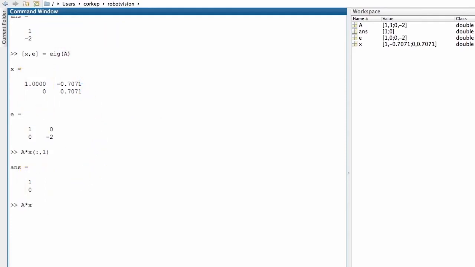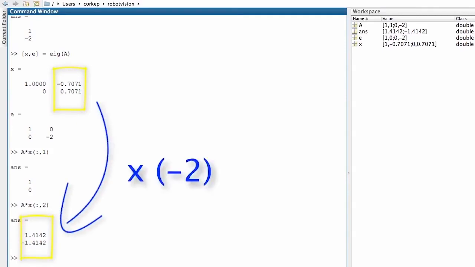Let's try it with the other eigenvector, which is the second column of the matrix X. And we see now that the result is indeed parallel to the second eigenvector, but it's been scaled by -2, and -2 is the second eigenvalue of the matrix A.